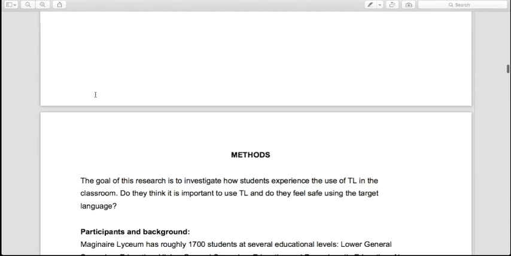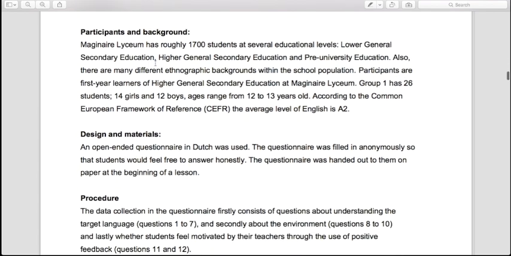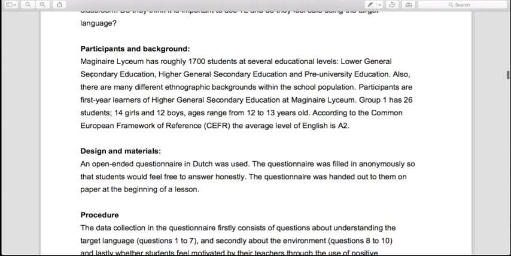All right. Now the author goes on to explain the methods. Here's the goal of the research. They describe the school a little bit and what the average level of English in the group is, A2. And you'll notice that what they use is the English translations: lower general secondary ed, higher general secondary ed, pre-university. So basically we're talking VMBO, HAVO, and VWO.